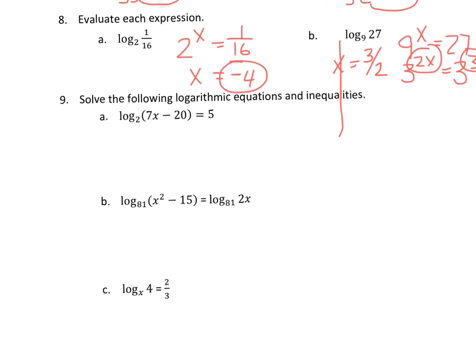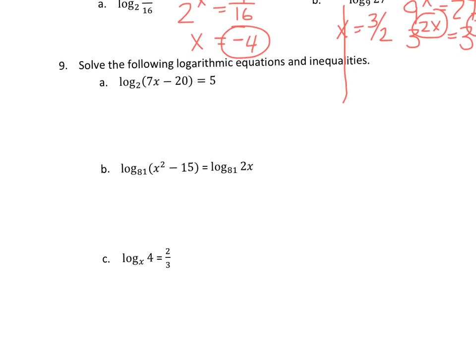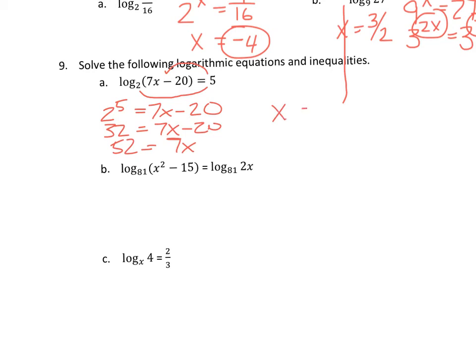Next type of problem is solving logarithmic equations. If you've got a single log as we do in A, we're going to just change the form of this. 2 to the 5th is equal to 7x minus 20. 2 to the 5th is 32. I'm going to add 20, divide by 7, so x would be 52/7.